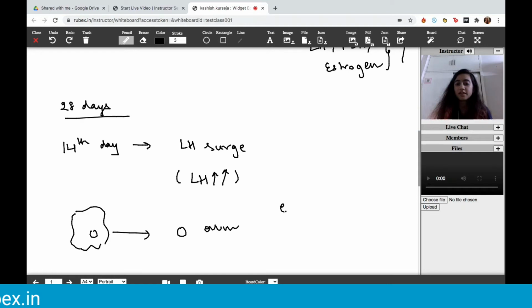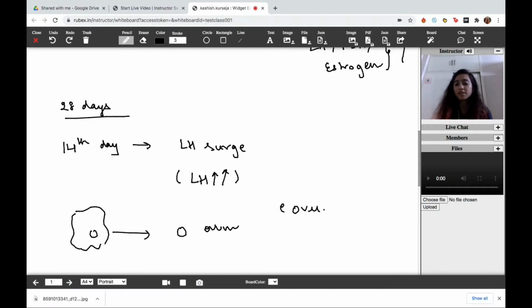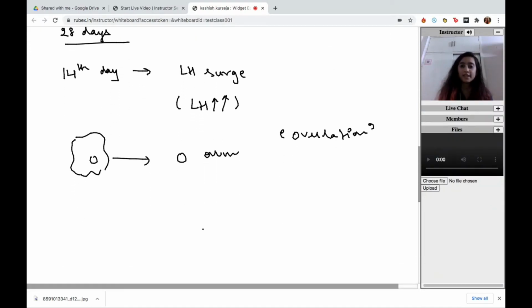Okay, and what is this event known as? This event is known as ovulation, because this is the point where the egg is released. Once the egg is released, the next phase starts, that is the luteal phase. Luteal phase is the one which continues for the second half of the cycle.